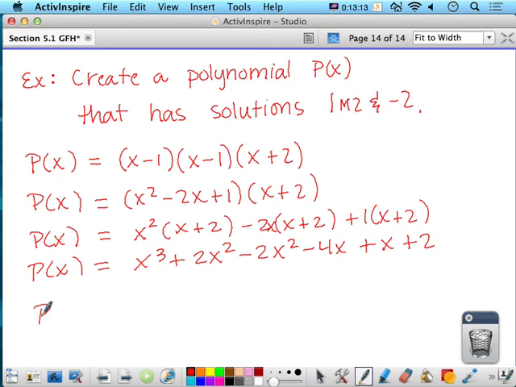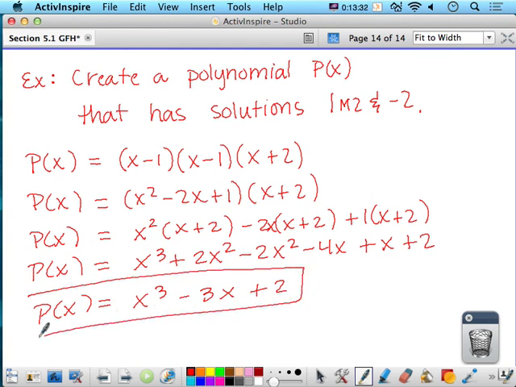So that means that our polynomial is equal to 1x cubed, and then what happens to the x squareds? They cancel to 0. And then our plain x's become negative 3x, and our constant is positive 2. So that polynomial right there has the two solutions, positive 1 and negative 2. But the positive 1 has a multiplicity of 2. And that's how you create a polynomial that has any solution you want.